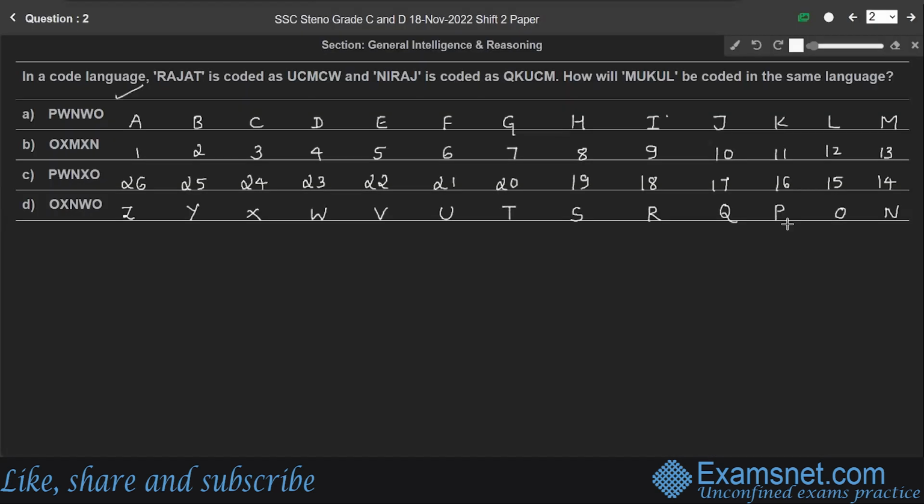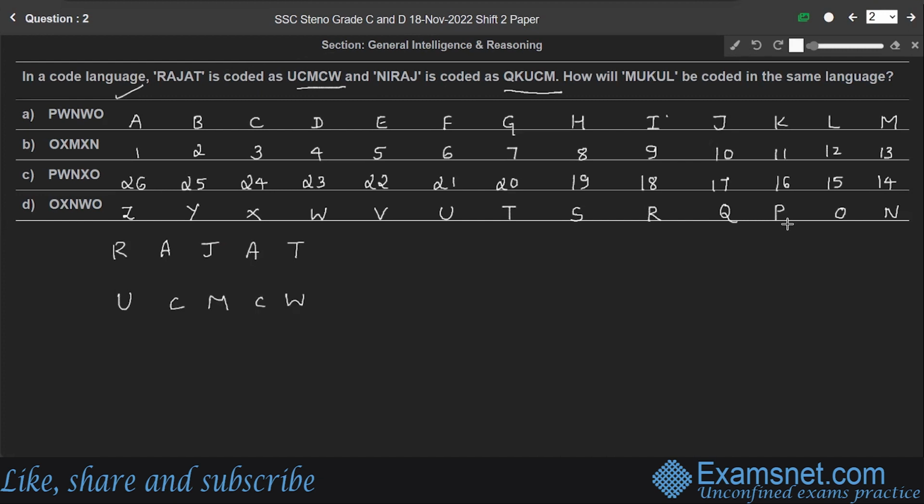Question number 2. In a code language, Rajat is coded as UCMCW, Neeraj is coded as QKUCM. How will Mukul be coded in the same language? For our reference, I have written the place values of each letter here. So we'll consider the first word Rajat, R-A-J-A-T, which is coded as UCMCW.